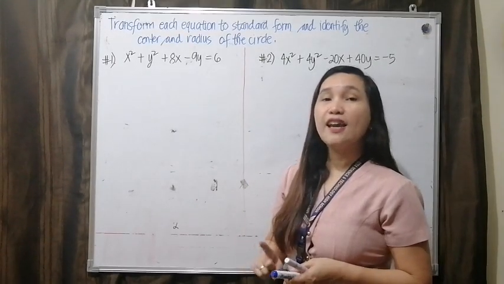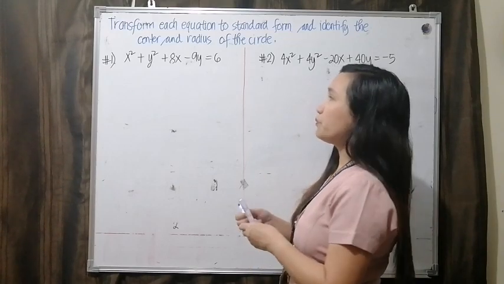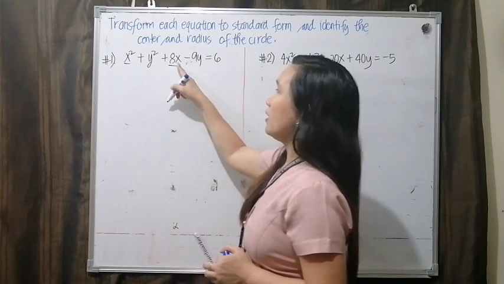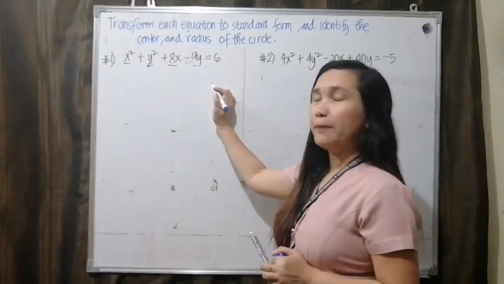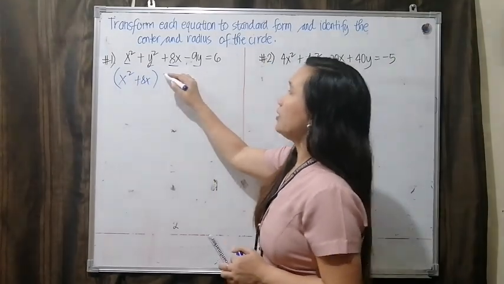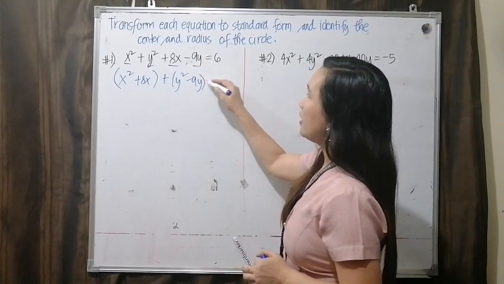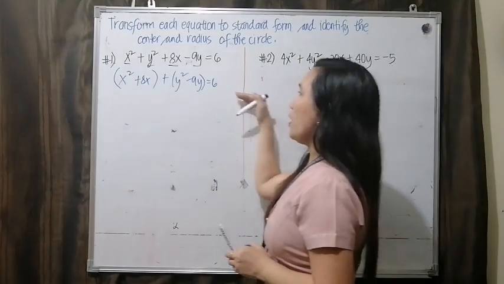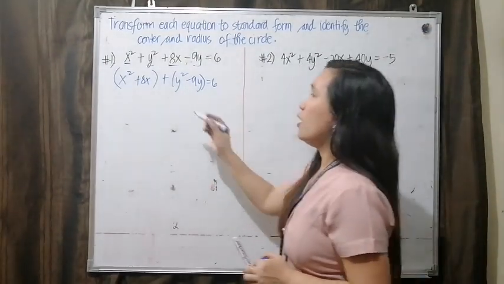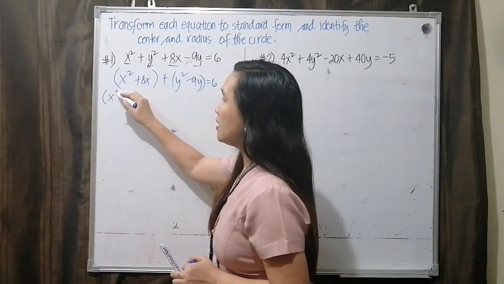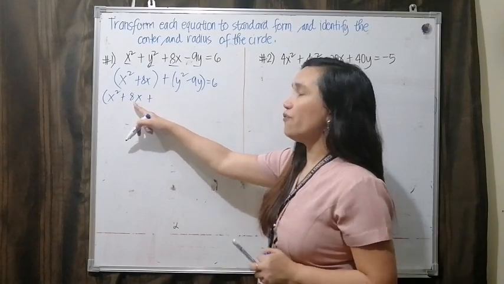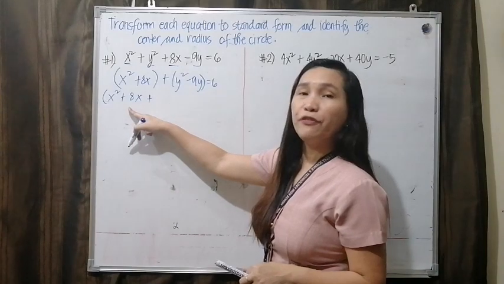The first method that we will be discussing is the completing the square method. Okay, so how do we do that? First, combine the terms with variable x and the terms having variable y. We will have x^2 + 8x, let's group them. Then plus y^2 - 9y = 6. And then we group these for the purpose of making them perfect square trinomials. So what are we going to add to x^2 + 8x to make this a perfect square trinomial? We divide the coefficient of x by 2, then square it. So it's 8 divided by 2, 4 squared is 16.